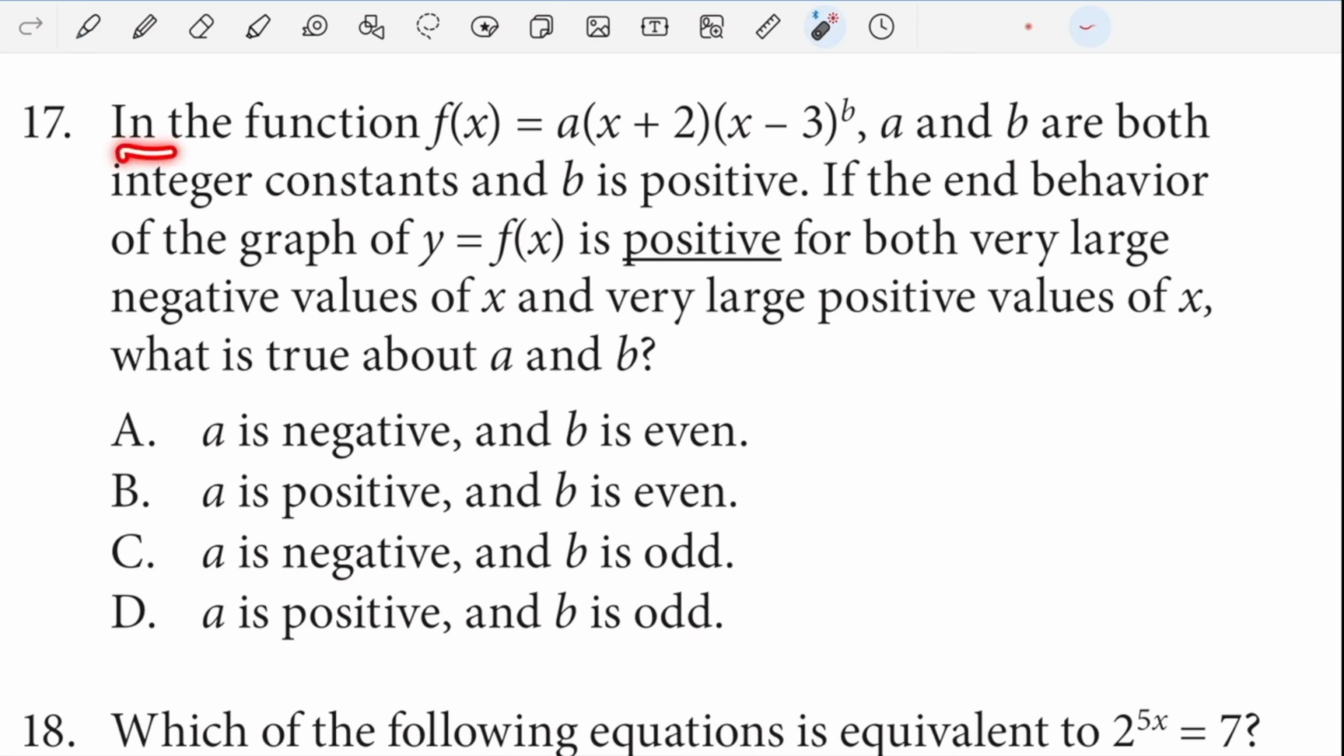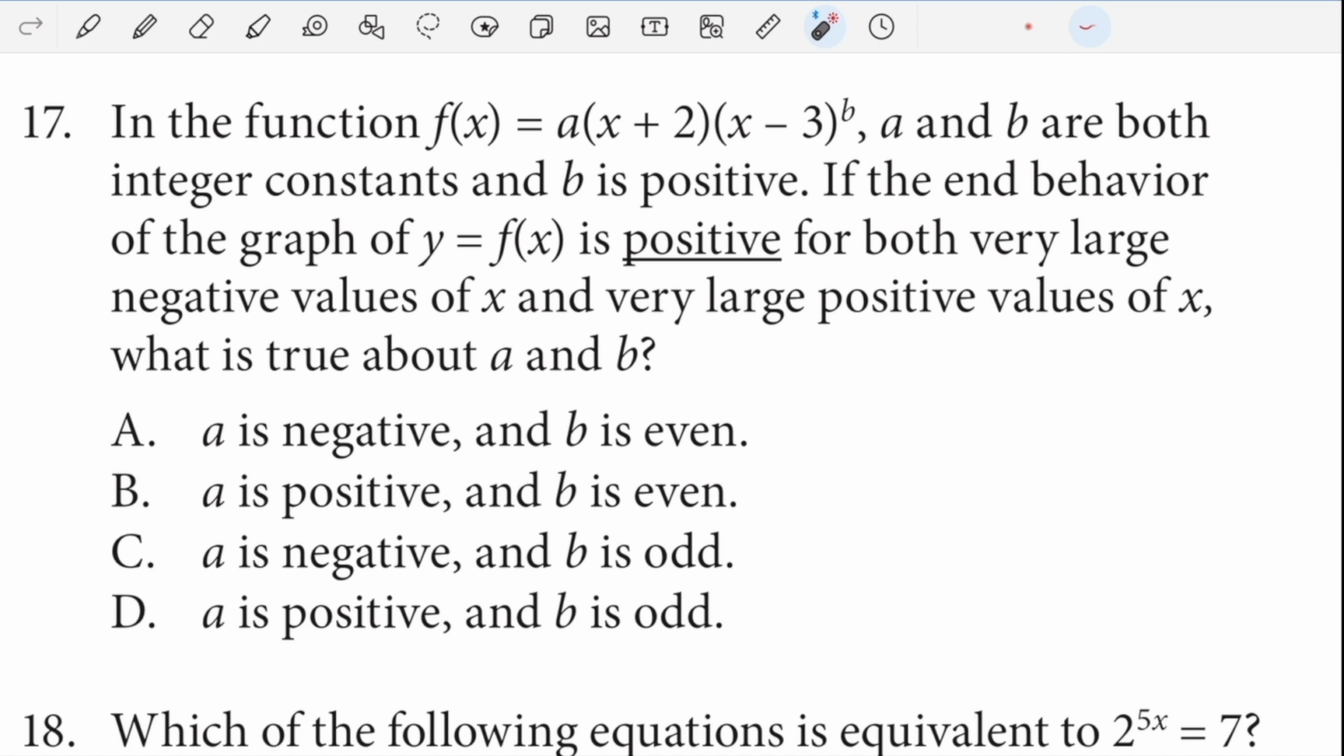17. In the function, a and b are both integer constants, and b is positive. So a is an integer, b is an integer, and b is also positive. Integer means it's a whole number. Alright? No fraction, no decimal. If the end behavior of the graph is positive for both very large negative values and very large positive values of x, what is true about a and b? Alright guys, multiple choices. So a could be negative or positive, and b could be even or odd. Alright, so all those are the possible choices.